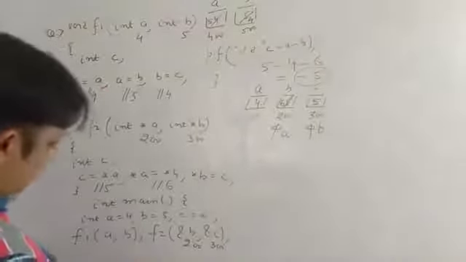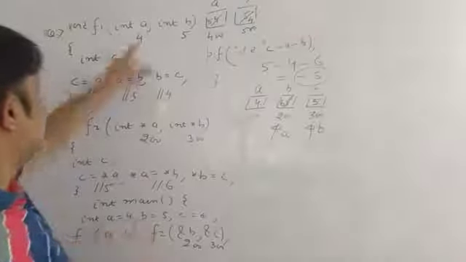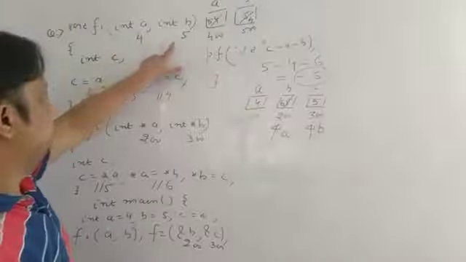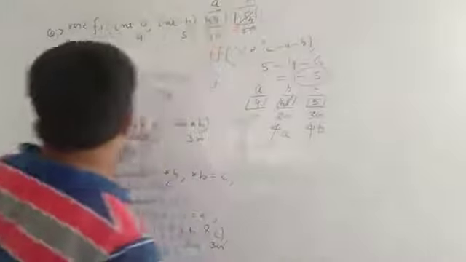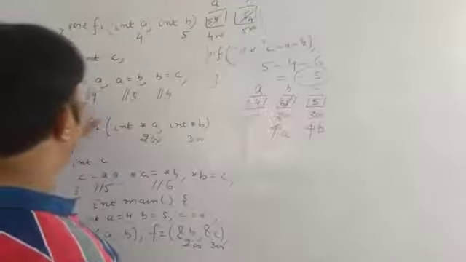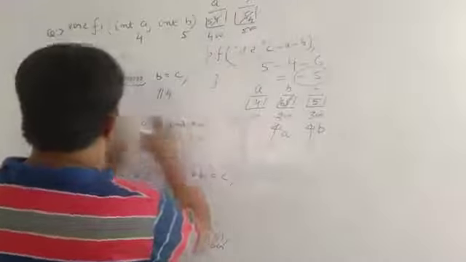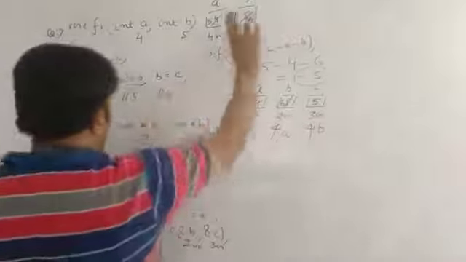I am passing in main, I am passing a comma b. Value of a is 4, b is 5. So a becomes 4 and b becomes 5. Now I am taking a variable c. c is equal to a. The value of c is 4. A is equal to b. The value of a becomes 5. B is equal to c. The value of b becomes 4. So this is the change.